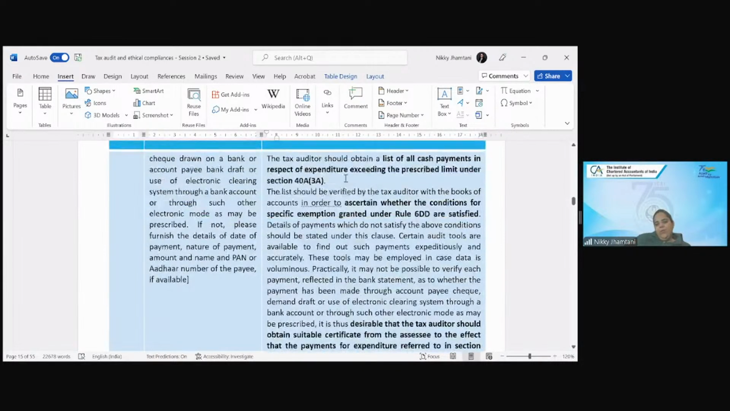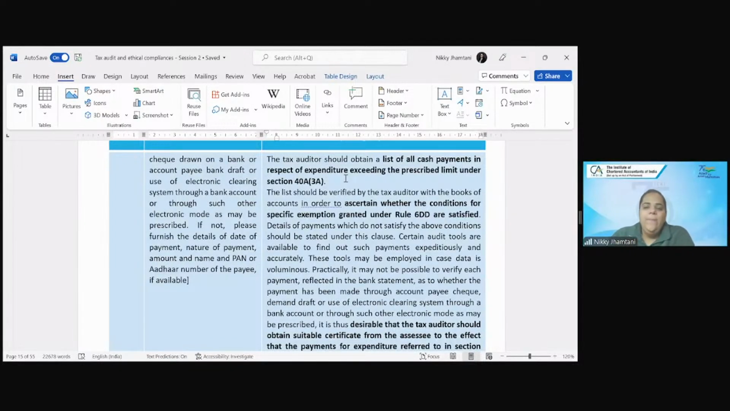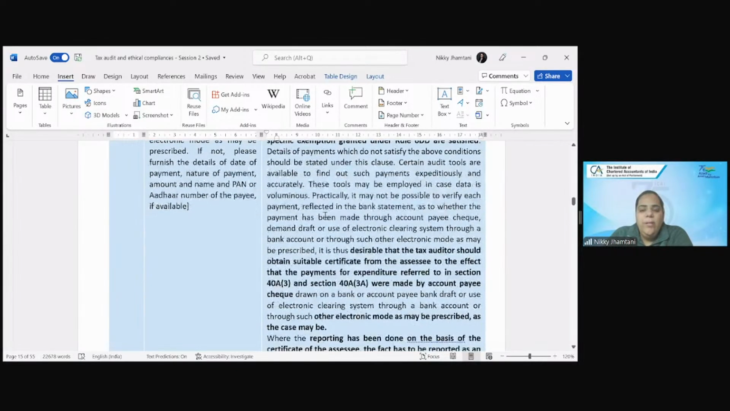The tax auditor should obtain a list of all cash payments in respect of expenditure exceeding the prescribed limit under 40A(3) and 40A(3A). The list should be verified by the tax auditor with the books of accounts in order to ascertain whether the conditions for specific exemption granted under Rule 6DD are satisfied. Details of payment which do not satisfy the above conditions should be stated under this clause. Certain audit tools are available to find out such payments expeditiously and accurately. These tools may be employed in case the data is voluminous.